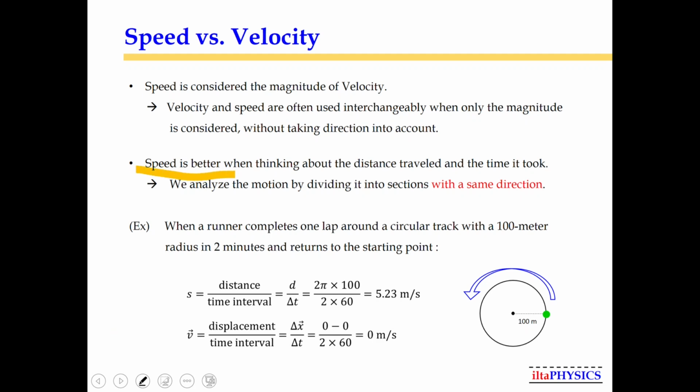So when you have a complex motion that changes direction, it can be really helpful to break it down into smaller sections where the direction doesn't change. But speed and velocity are definitely different physical quantities.